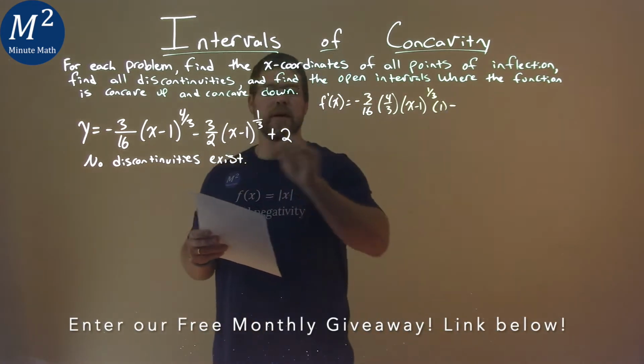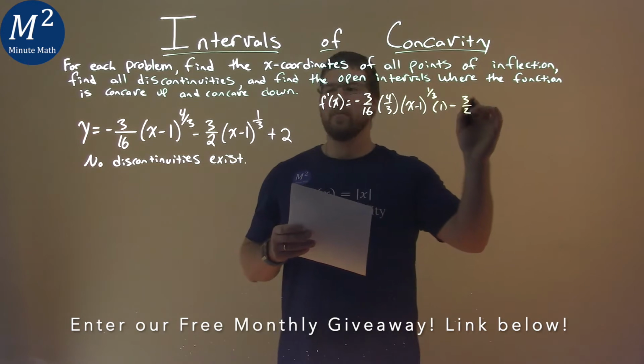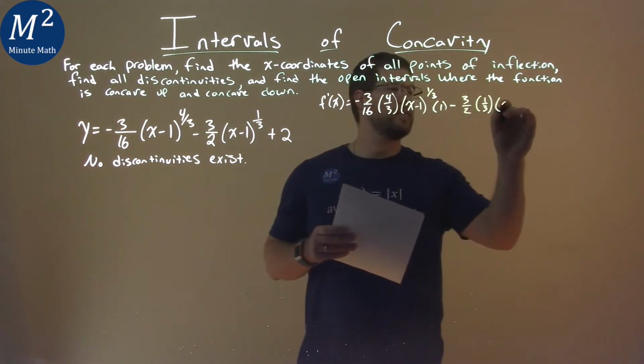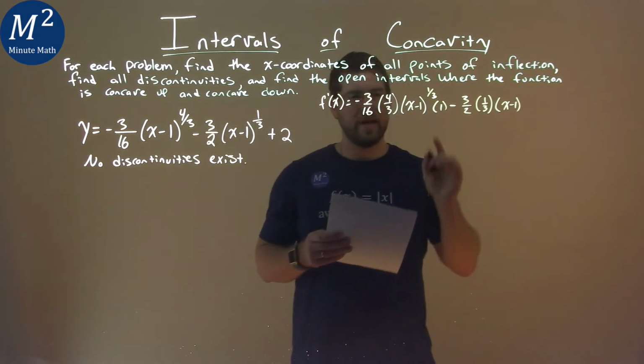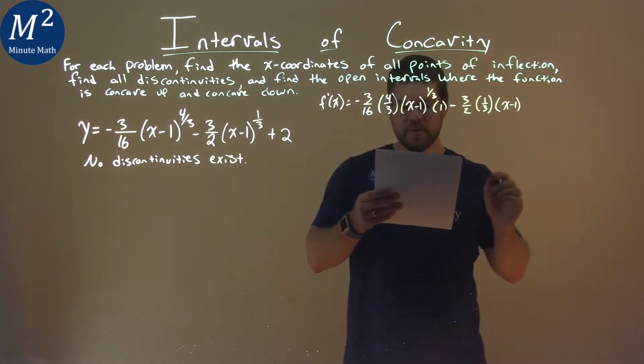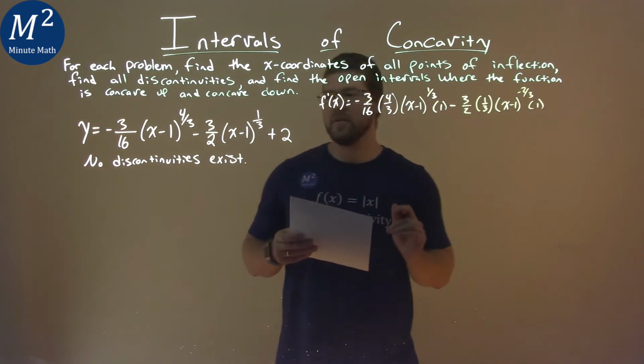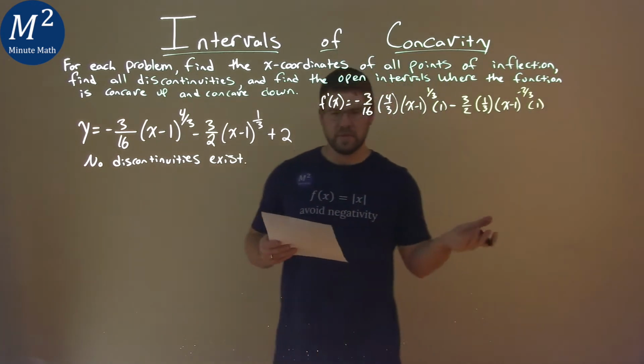Minus 3/2 stays out front. Multiply by the exponent 1/3. The inside stays the same, x minus 1. The exponent 1/3 gets subtracted by 1, which is a negative 2/3 now. Multiplied by the derivative of the inside, which is just a 1. And the derivative of 2 is just 0.